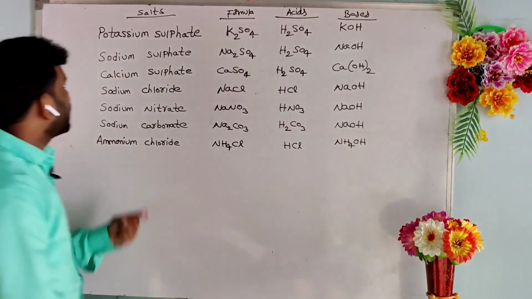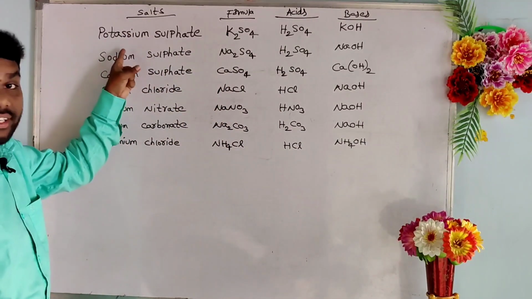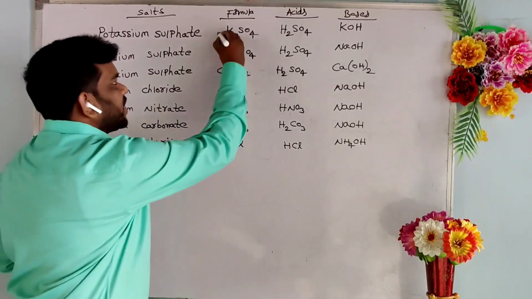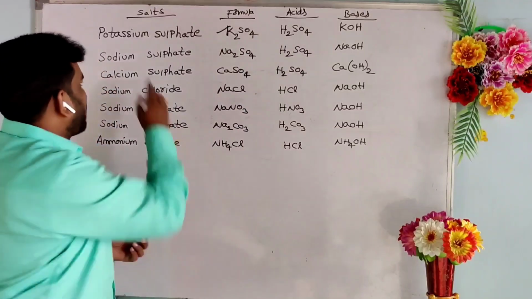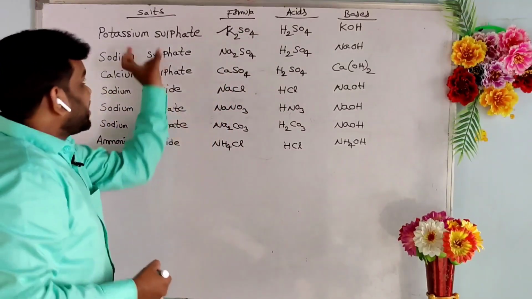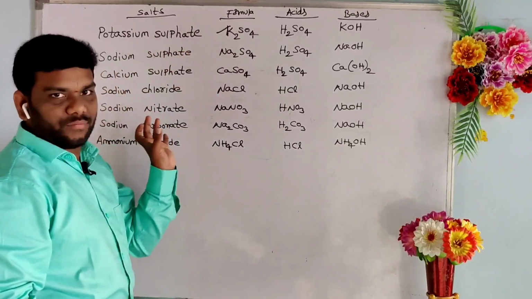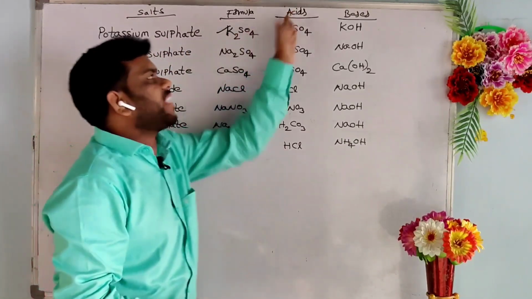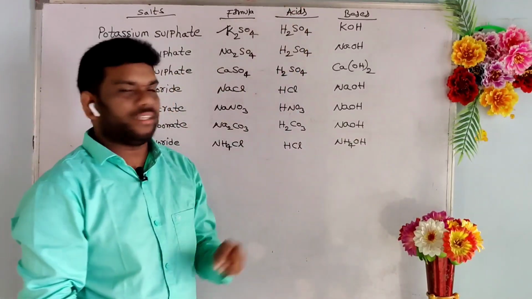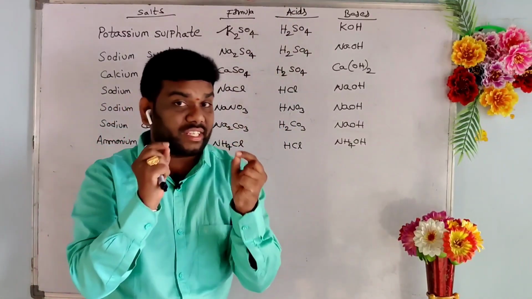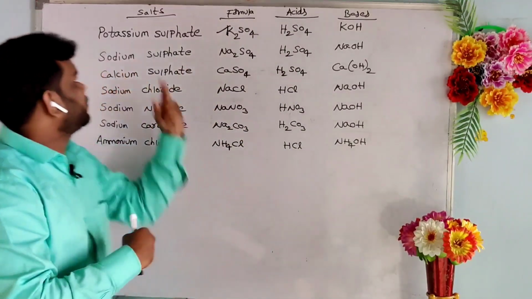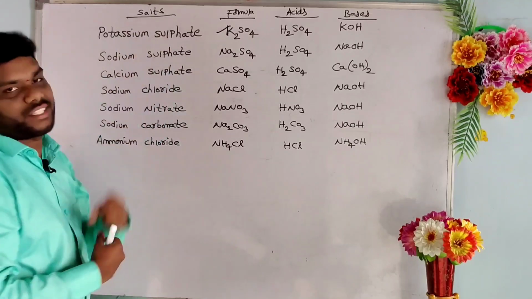Let us continue. Salt. What is this salt? Potassium sulfate. This formula is K2SO4. In this sulfate, what is the acid category? Acid category means sulfuric acid. H2SO4 is nothing but sulfuric acid. So from the potassium sulfate salt.